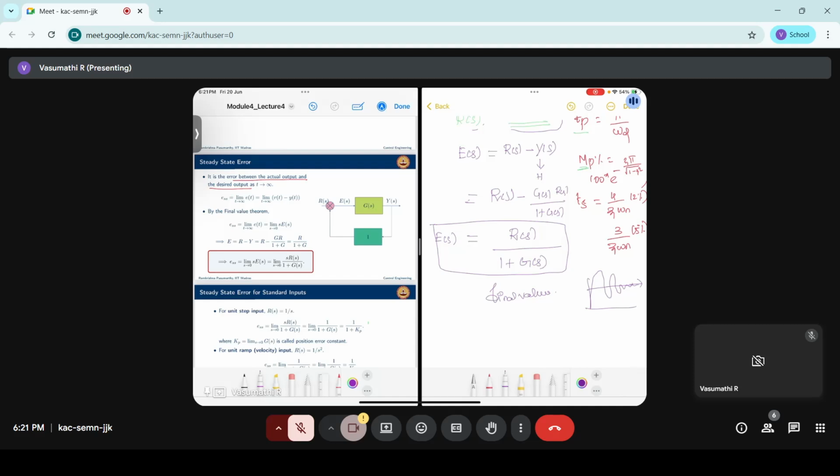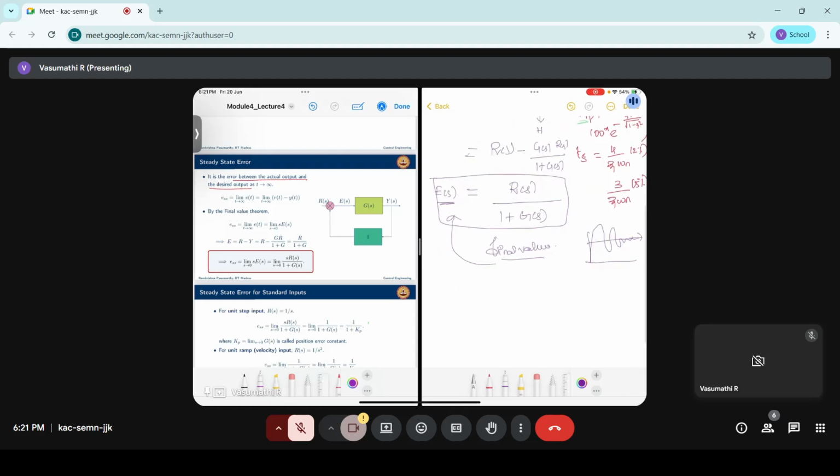So if I want to know how this error propagates after some period of time, I will use this final value theorem for this E of S. So that I will know, okay, after some time when I turn on the fan, is it rotating at 200 or is it rotating at 190 RPM? What is the difference between this? To find that, I'm going to apply the final value theorem.